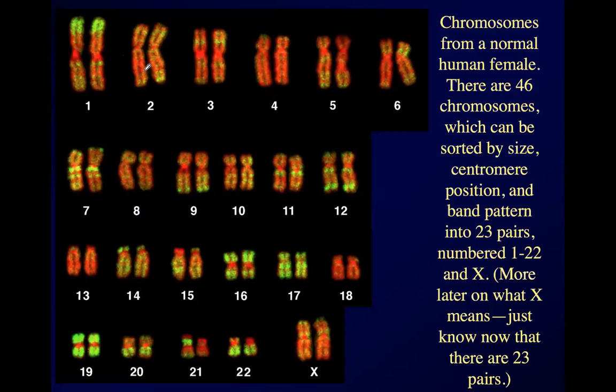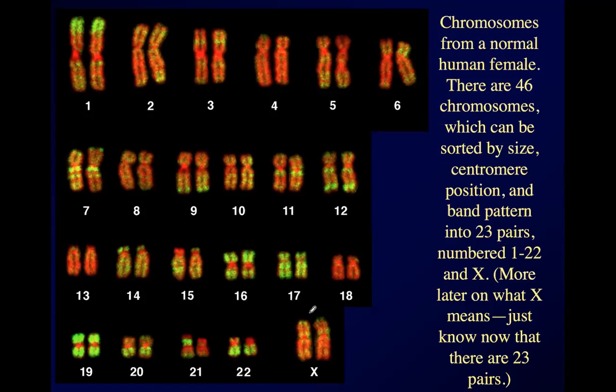And in normal humans, we have 46 chromosomes, and when we sort them, we get 23 pairs of chromosomes, which we just number 1 through 22, and there's a pair right here that's not numbered. It's a pair of X chromosomes, and we will get to on Thursday what that X means. That's got to do with sex determination, but we will get to that soon. Don't worry about it for right now.